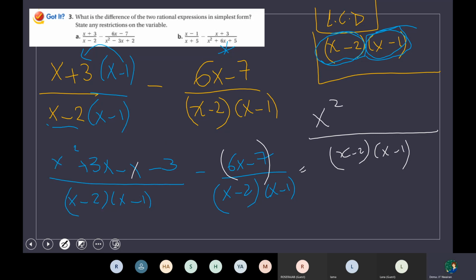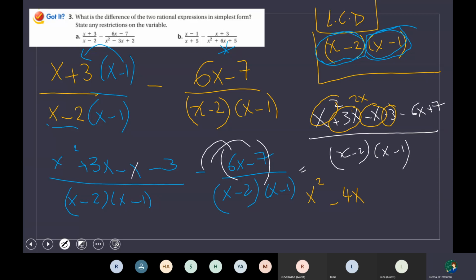Let's rewrite it as x squared plus 3x minus x minus 3, plus 6x plus 7. Why plus? Because we distribute the subtraction into both 6x and negative 7. So it will be now x squared, 3x minus x is 2x, 2x minus 6x is negative 4x, minus 3 plus 7 is plus 4, over x minus 2 times x minus 1.